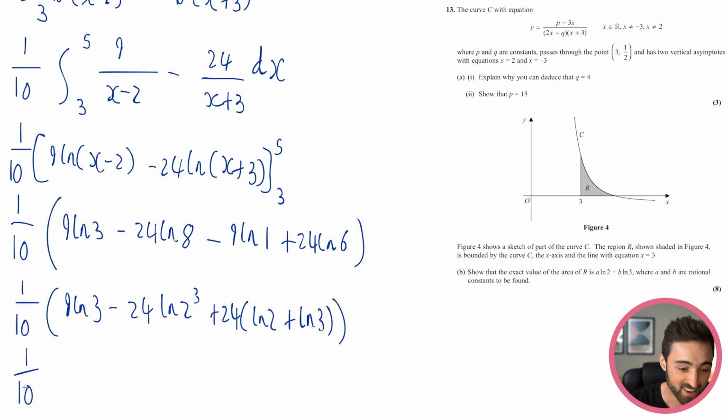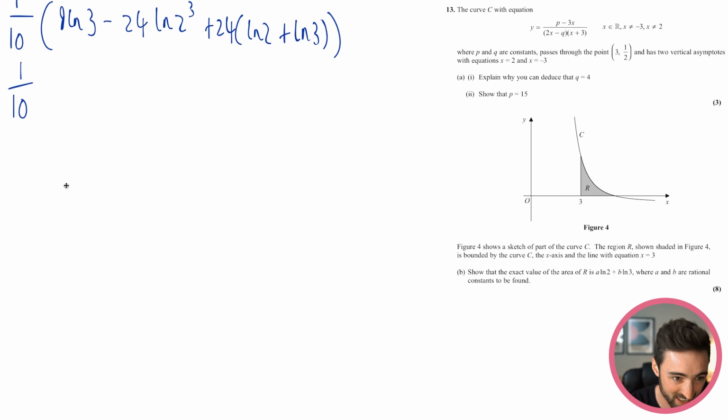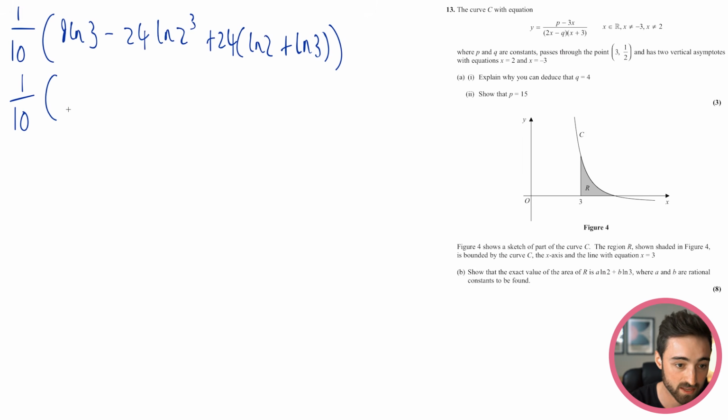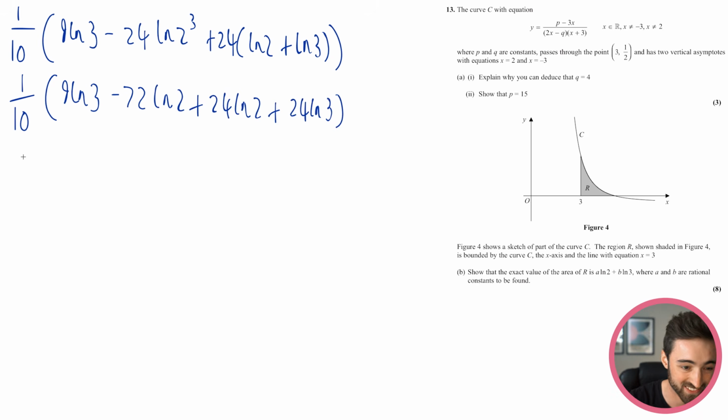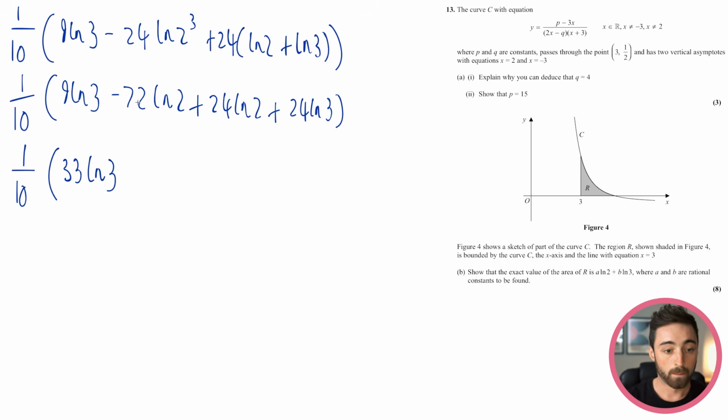So a 10th. Scroll down again, because there's been a lot of maths here. Okay, 1/10. 9 ln 3, let's keep you here. I'm going to bring this 3 here, so I get 3 times 24, which is 72. So 72 ln 2 plus 24 ln 2. Plus 24 ln 3, which equals 1/10 times by. So ln 3 is I've got 9 ln 3 plus 24 ln 3, which is going to be 33 ln 3. Minus 72 ln 2 plus 24 ln 2 is going to be minus 48 ln 2.